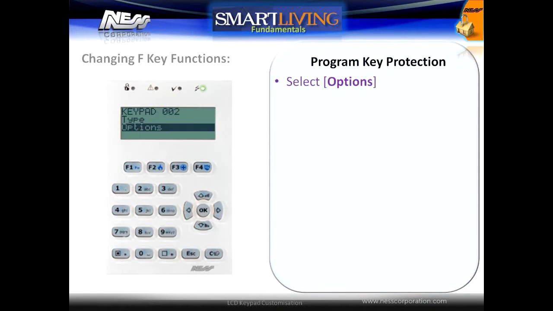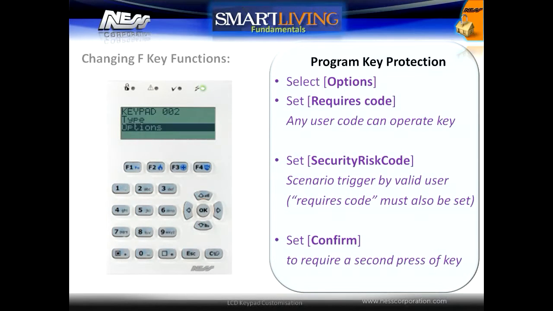We can program key protection by selecting the keypad options menu, which will then allow us to select if the key requires a user code or if it requires a second press to confirm the action. The security risk code allows the system to ask for a code if the function changes the arming state of the panel.